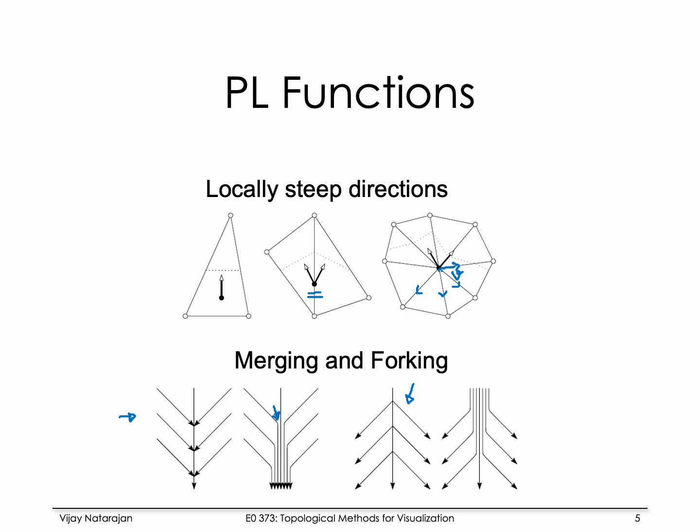In practice, this essentially means that when two gradient lines merge, then we force them to stay together until they terminate at a critical point.